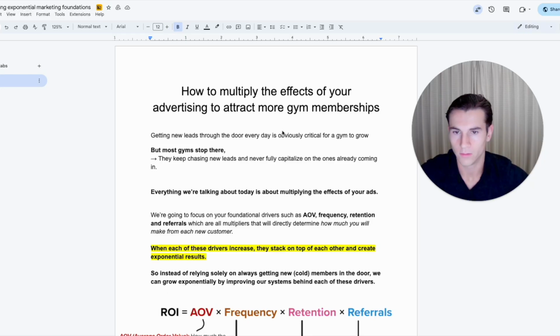We're going to be going over average order value, frequency, the retention at your gym, and referrals, and simply how we can multiply the effects of how you're getting leads to put a multiplier on everything you're doing and just simply make more cash. All right, ladies and gentlemen.